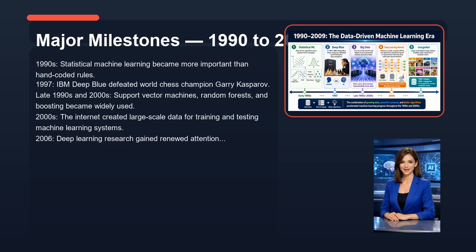2000s, the internet created large-scale data for training and testing machine learning systems. 2006, deep learning research gained renewed attention through deep belief networks and better training methods. 2009, ImageNet helped create a major benchmark for computer vision research.